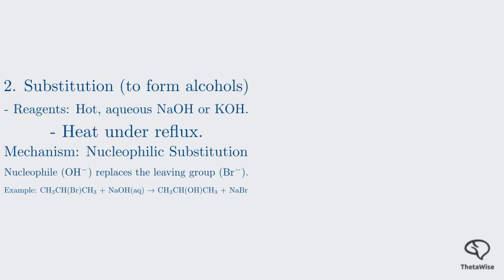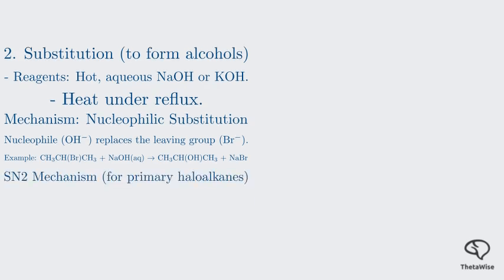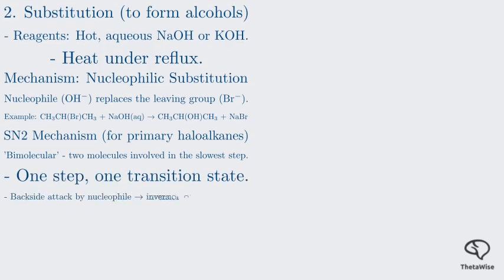The exact mechanism of this reaction depends on the structure of the haloalkane. We'll look at the two main mechanisms, SN2 and SN1. Let's start with the SN2 mechanism, which stands for bimolecular nucleophilic substitution. This happens primarily with primary haloalkanes. In this mechanism, the nucleophile, OH-, attacks the C delta+ atom from the opposite side of the leaving group, Br. This happens all in one step, through a single transition state. The leaving group leaves, and the nucleophile joins simultaneously. This backside attack causes the molecule to turn inside out, or invert its stereochemistry.